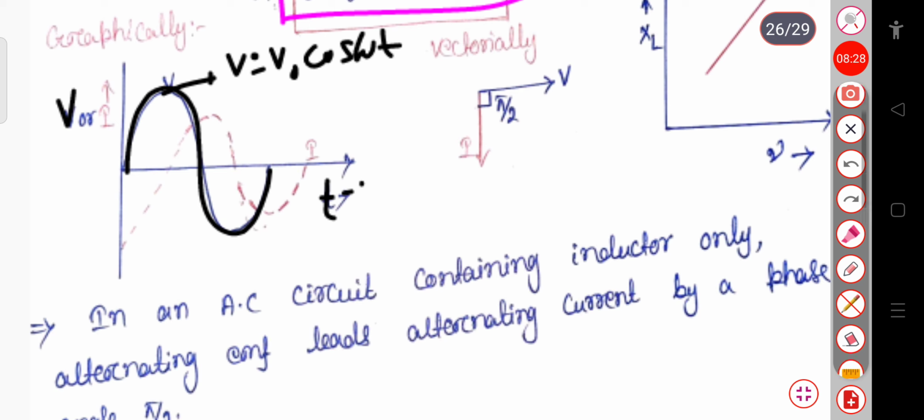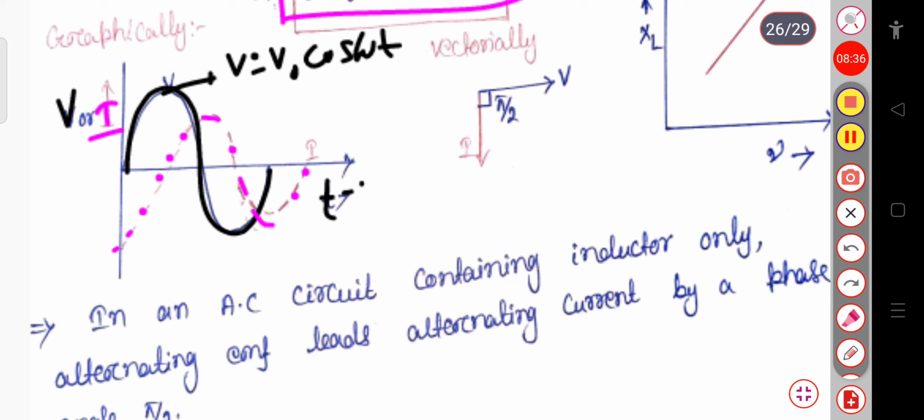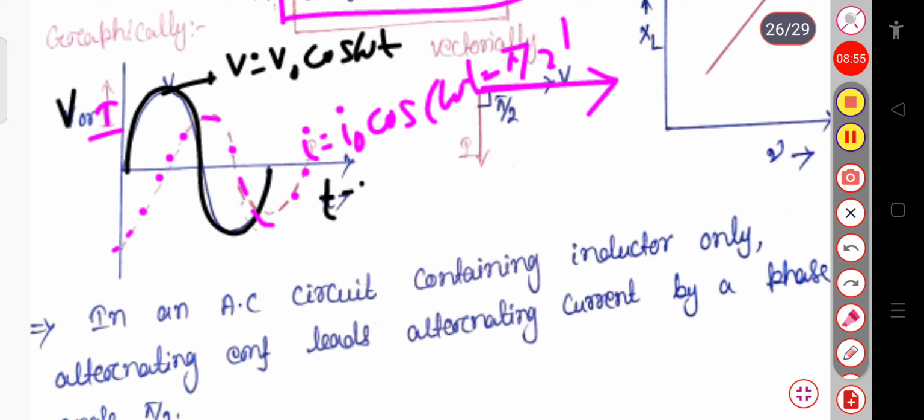And for the current, this is current versus time, so this will be just like this. The current value small i is equal to I naught cos omega t minus pi by 2. If I represent this in vector form, you can see this is the voltage and this one is the current. The angle between the potential and the current is pi by 2.